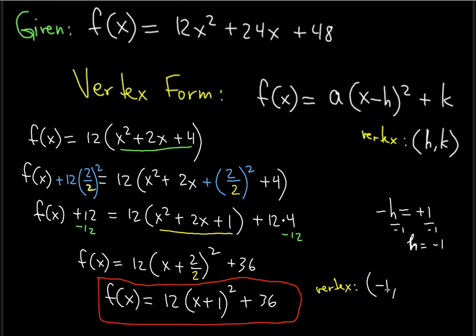So h is negative 1, and for the same reason, positive k is equal to positive 36. Well, that's pretty obvious, right? The pluses match, so there's no confusion anywhere. You don't need to be confused. 36 is the k value, right?